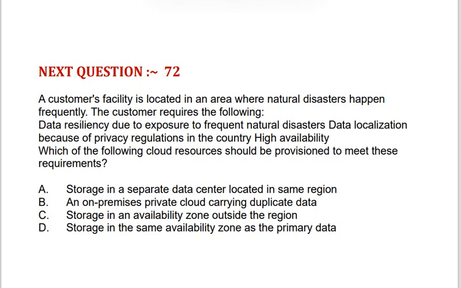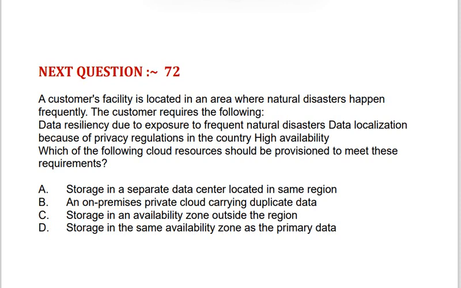Now the question is, a customer's facility is located in an area where natural disasters happen frequently. The customer requires the following: data resiliency due to exposure of frequent natural disasters, data localization because of privacy regulations in the country, and high availability. Which of the following cloud resources should be provisioned to meet these requirements?